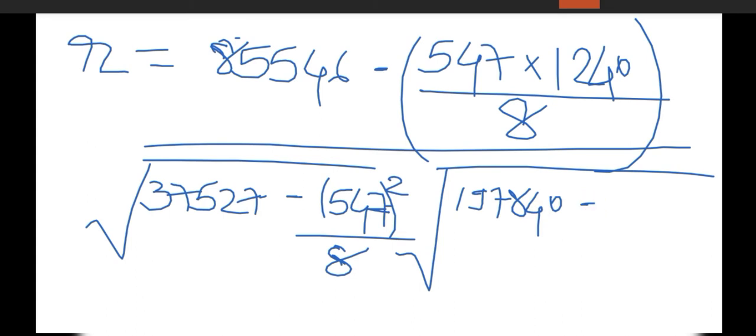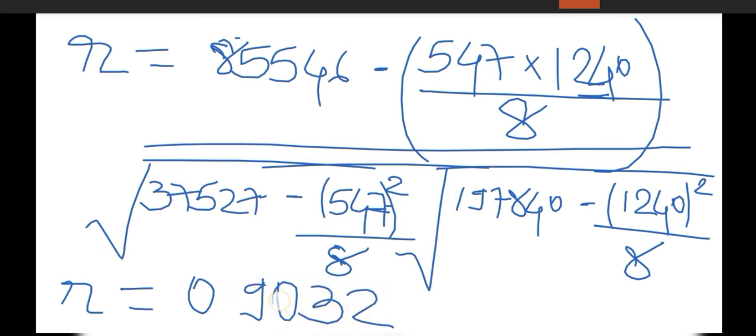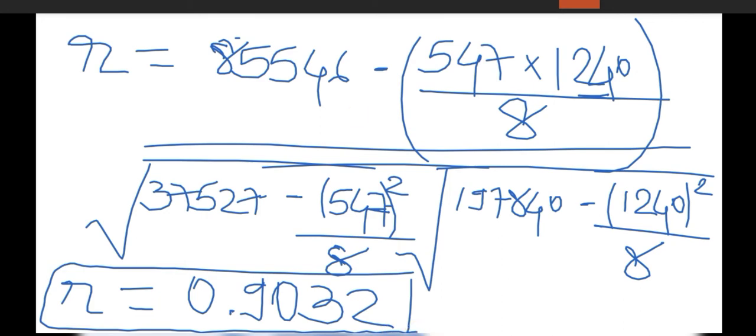So 197840 minus sigma y, which is 1240, whole square divided by n, which is 8. On solving, we get r is equal to 0.9032. So this is the coefficient of correlation.